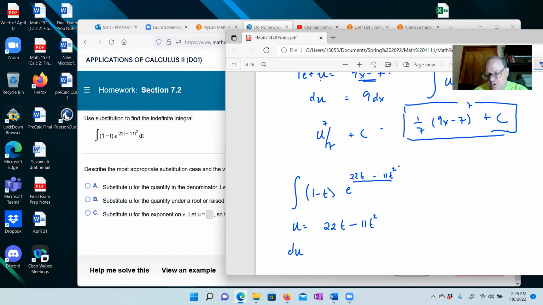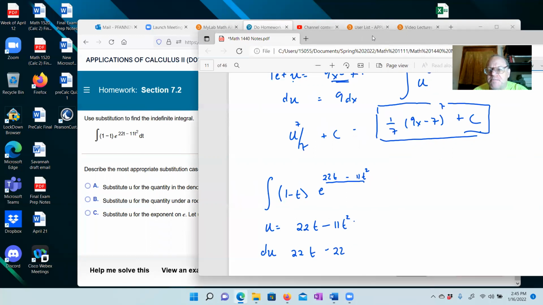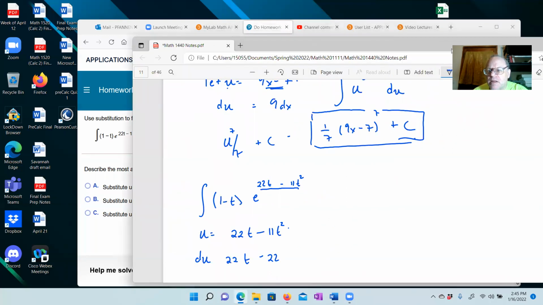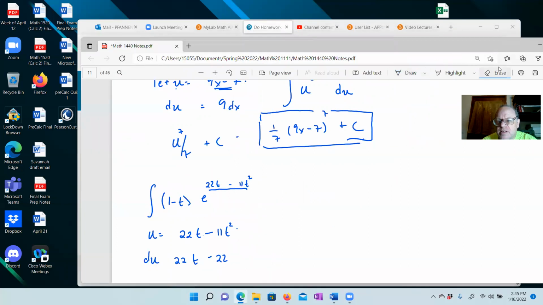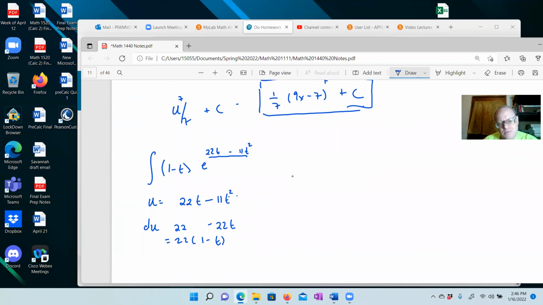When I check my du, I've got 22t minus 2 times 11, 22. Oops, that's not a t down there. Let's get rid of this. It's 22, because we're taking a derivative, remember, minus 22t. And this is equal to 22 times 1 minus t. If only we had a 1 minus t in our problem. Oh, wait, we do. Okay, there's a dt here.